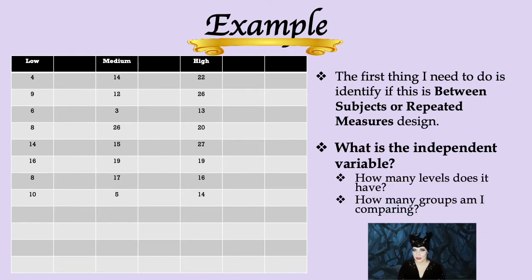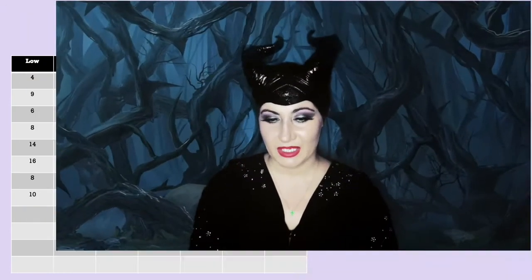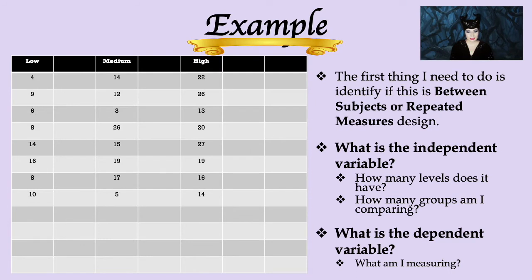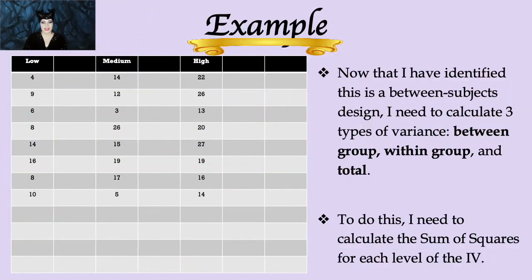I am comparing 3. So the number of groups you are comparing will always match the number of levels your independent variable has. Because I have 3 different levels of hypnotic susceptibility, I am comparing these 3 groups to each other. And what is my dependent variable? What is it that I'm measuring? I'm trying to see if the number of dreams they recalled is in any way related to the levels of hypnotic susceptibility.